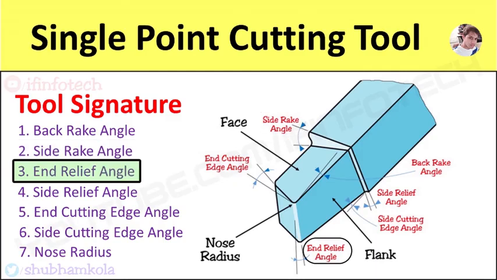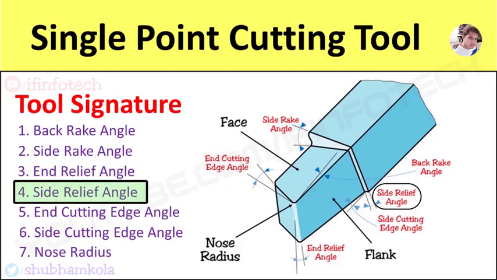Next is end relief angle. It is the angle between portion of end flank immediately below the cutting edge and line perpendicular to base of tool measured at right angle to flank. End relief angle allows tool to cut without rubbing of workpiece.